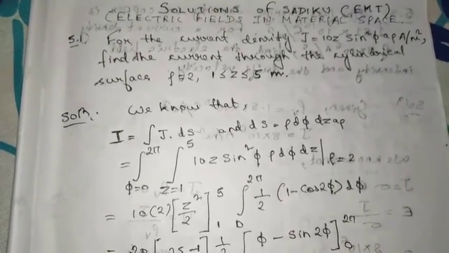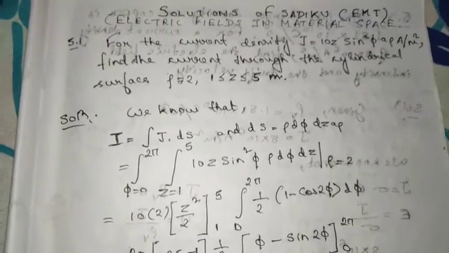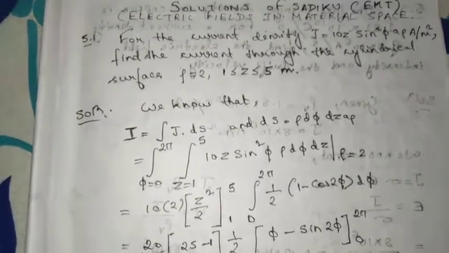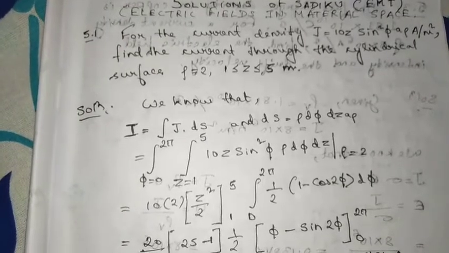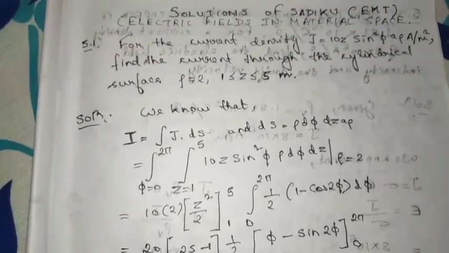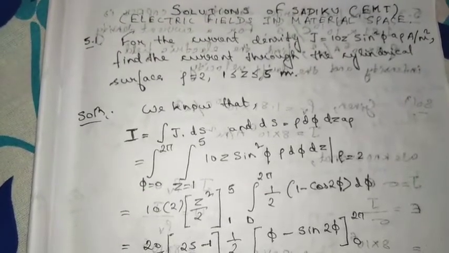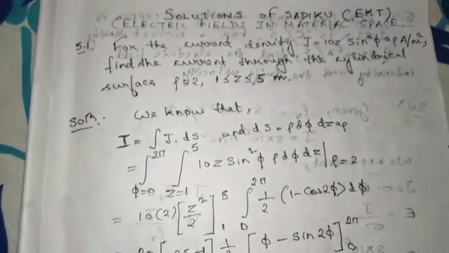In the first question, what is given? Current density is given, and we have to find the current through the cylindrical surface. We know the cylindrical coordinate system, so I am not going to teach that now, because here I will only solve the numericals given at the end of the chapters. So I will teach only the numericals. You should learn a bit of the concepts of all the chapters, and even if you have a doubt, you can ask me in the comment section. So let's see the solution.